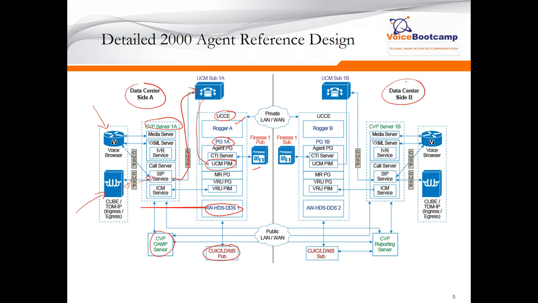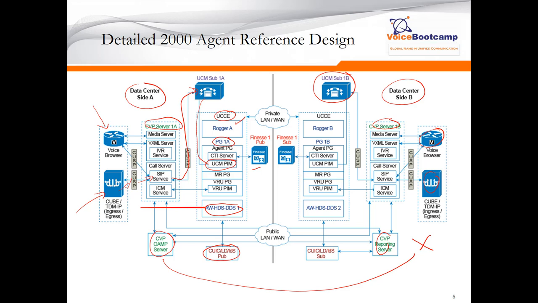On the site B data center, you will also have a very similar network. The only difference might be that you may have a different subscriber address because of the single CTI manager. But again, for redundancy, you're going to make sure you have voice XML gateways, ingress gateways, CVP, and reporting. The only thing that's not there on side B is this server right here, because a CVP can only be managed by a single operations console manager. So therefore you only need one.